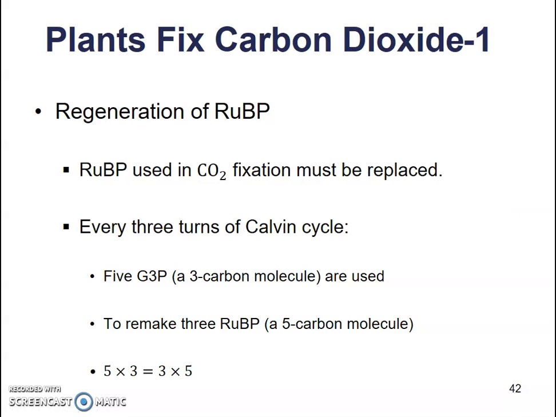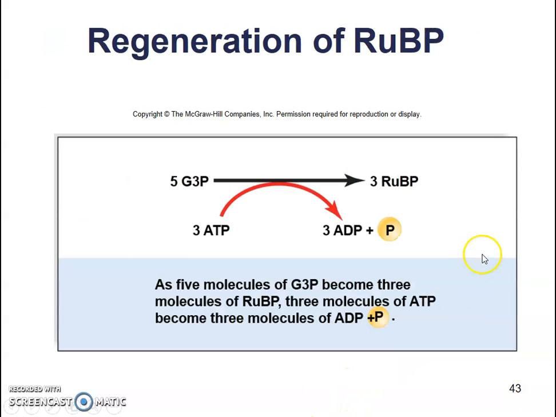The regeneration of RUBP. RUBP used in carbon dioxide fixation must be replaced. Every 3 turns of the Calvin cycle, 5 G3P, a 3-carbon molecule, are used to remake 3 of the RUBP molecules, which is a 5-carbon molecule. So here we have the regeneration of RUBP.